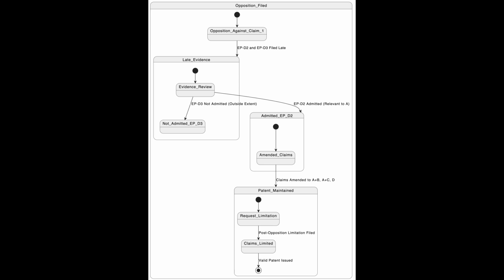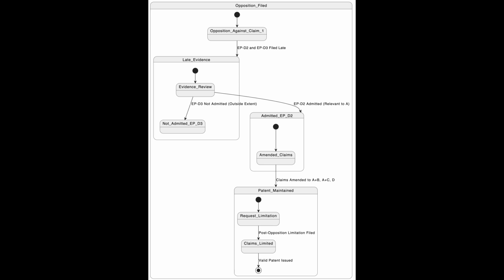Step 4. Post-opposition limitation. To obtain a valid patent, Company E must file a request for limitation under Article 105A(1) EPC after the opposition proceedings conclude. Key steps for limitation. File a new set of claims excluding Subject Matter D. Pay the limitation fee, Article 105A(1) EPC, Article 2(1) Item 10A rule fees. Once limited, the patent will cover only A plus B and A plus C, ensuring validity and the maximum possible scope of protection.